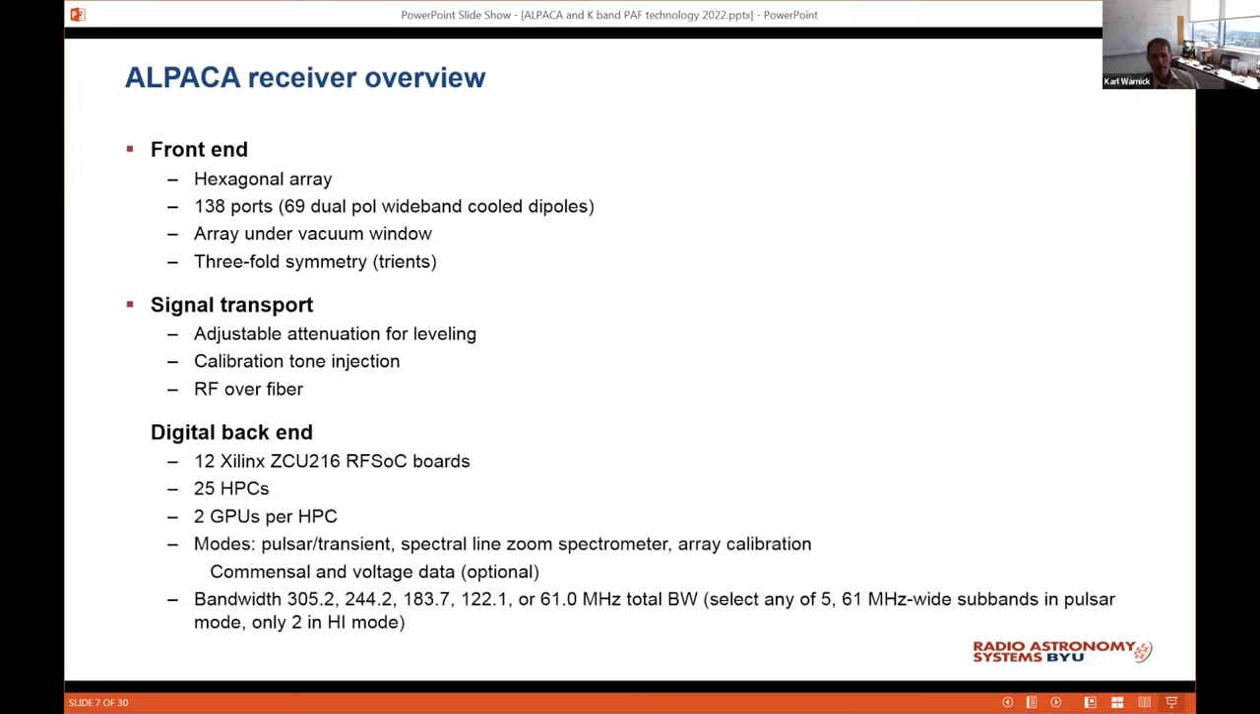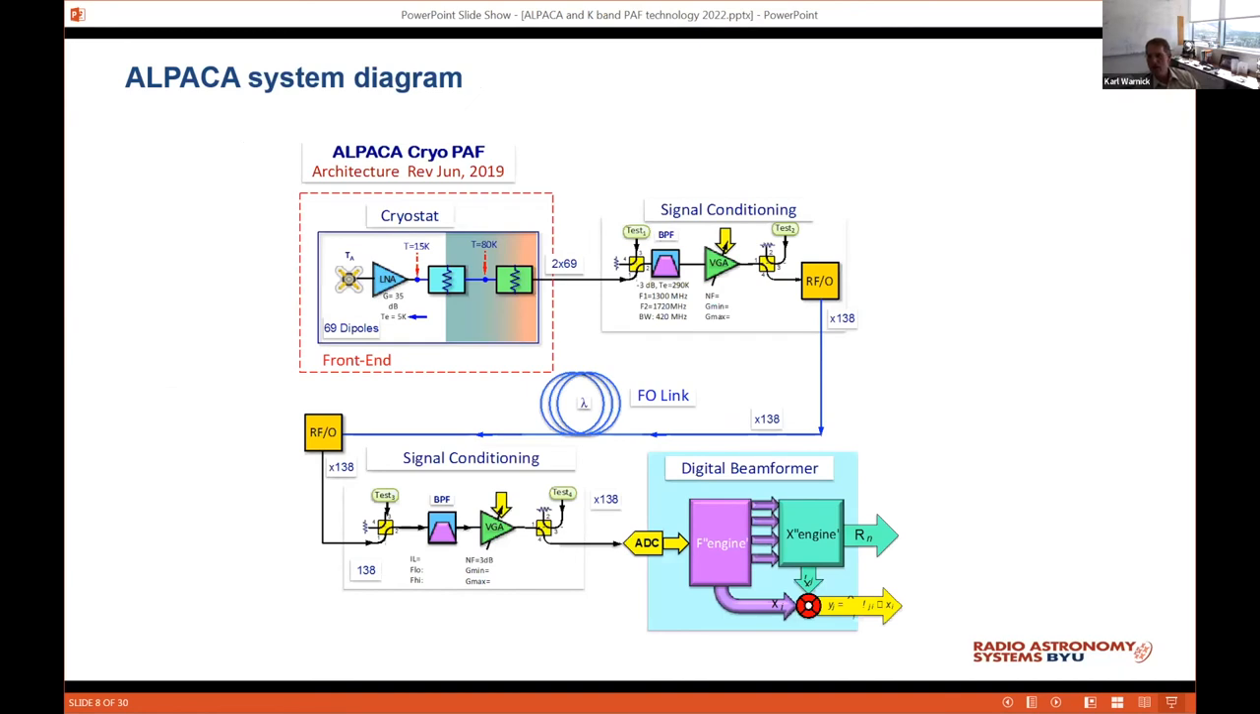The digital back end, I won't really dwell on this much since I have several slides to follow up on this, but that gives you a brief overview of the back end. Here's a system overview: front end, cryostat, cooling, LNAs, signal conditioning and signal transport, RF over fiber. That's a fiber bundle with multiple strands. Jansky Lab end signal conditioning, variable gain stages and so forth. Digitization, beamformer, correlator engines, and then the science outputs.